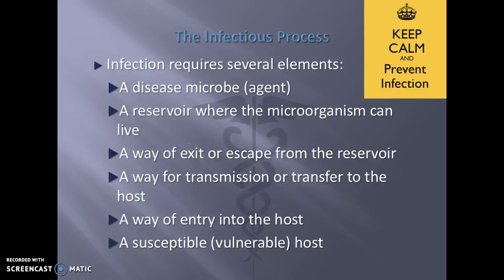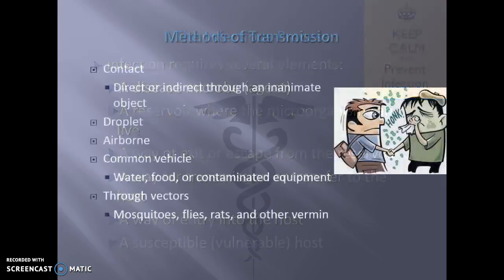First, I'm going to talk about the infection process. How does infection even get transmitted? Well, you've got to have a microbe or a disease agent. You've got to have some place for that to dwell. You have to have a way for it to escape wherever it's dwelling. You have to have a way to get it there. It doesn't get wings and fly. And then you have to have an entry point into the host, or the person that's being contaminated. And that host has to be able to take on the infection. Maybe they have a weakened immune system or something that makes them susceptible or vulnerable.